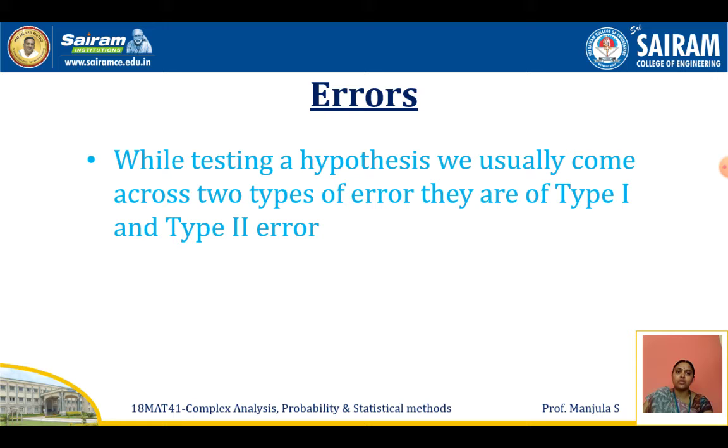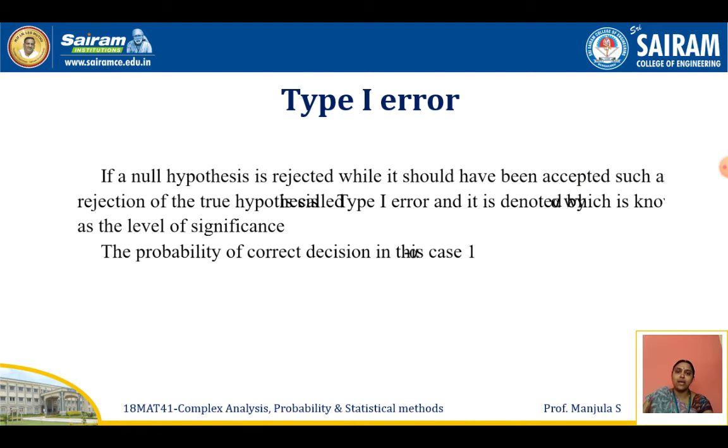While testing a hypothesis, we usually come across two types of error, that is type 1 and type 2 error. What is meant by type 1 error? If a null hypothesis is rejected while it should have been accepted, such a rejection of the true hypothesis is called type 1 error and it is denoted by alpha, which is known as the level of significance. The probability of correct decision in this case is 1 minus alpha.